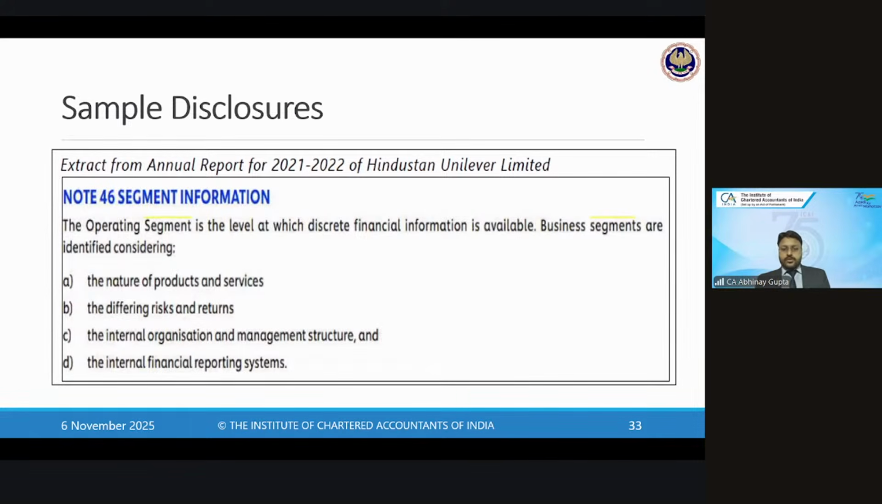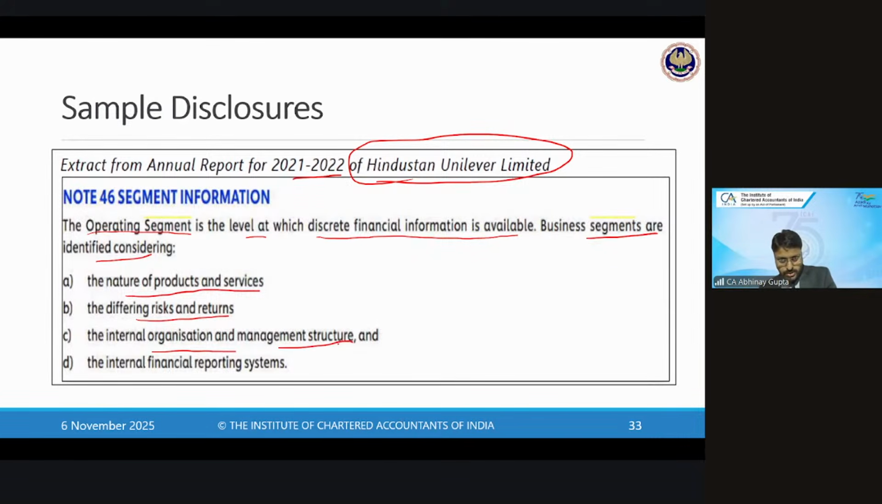So these are the sample disclosures, which I have extracted from the audited annual published report of HUL for 21-22. So how is HUL disclosing the segment information? First of all, it says the operating segment is the level at which discrete financial information is available. Business segments are identified considering the nature of the products and services, different risk and returns, internal organization and management structure, and internal financial reporting systems, right? So these are the factors they have disclosed.